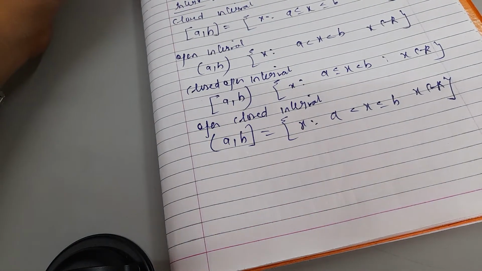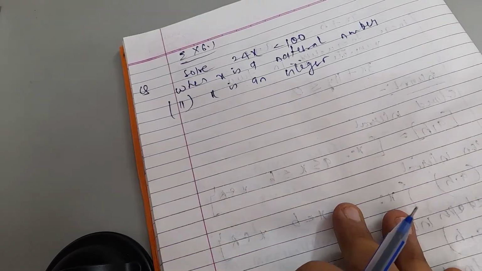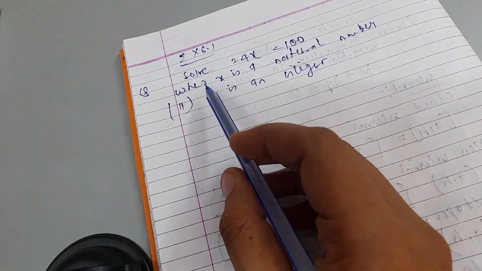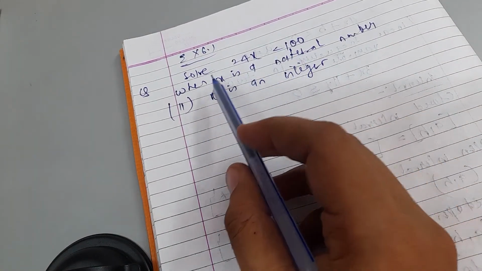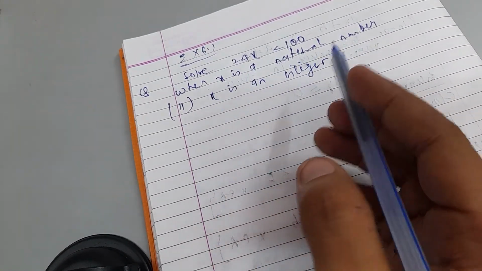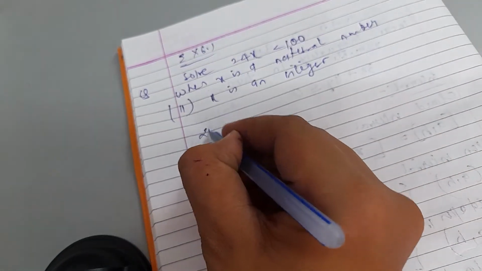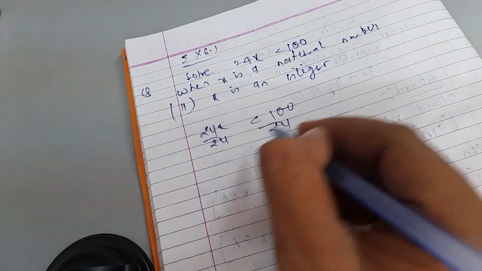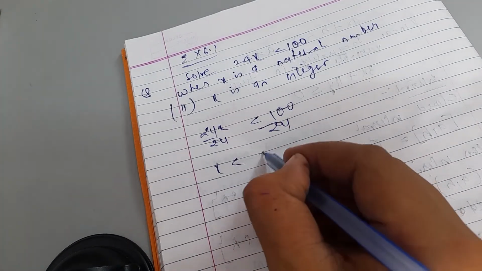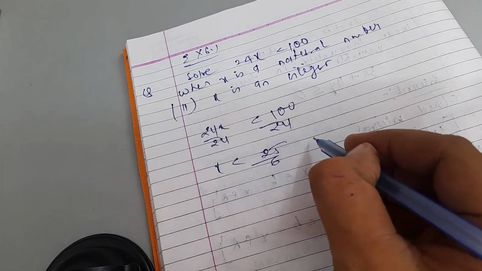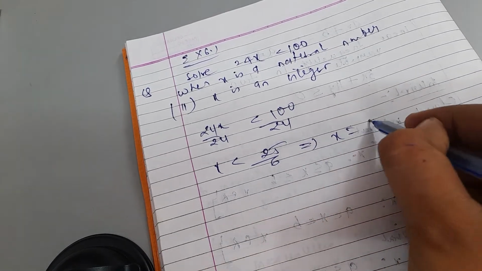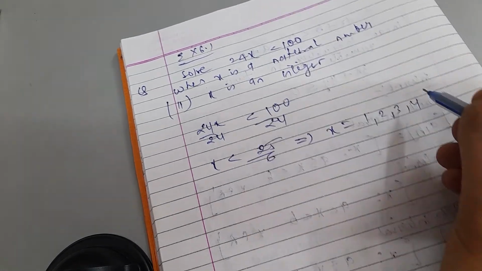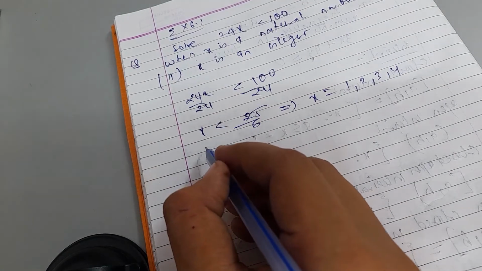So the next topic is that we are going to start the exercise 6.1. In that first question, solve 24x less than 100 where x is a natural number and x is an integer. So first step is to divide both sides by 24. So x is less than 25 by 6, which implies we'll take the value of x as 1, 2, 3, 4 and the solution set is 1, 2, 3, 4.